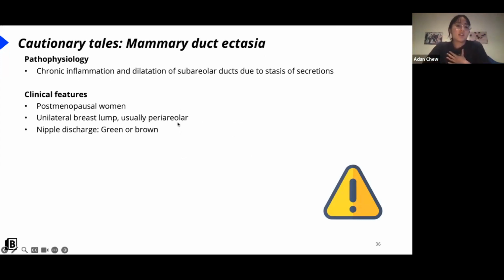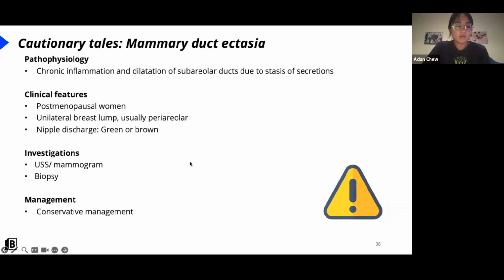I personally used to get them all confused, so I just would like to bring out the differences and highlight how different they are. Mammary duct ectasia is a chronic inflammation and dilatation of the subareolar ducts due to stasis of secretion, rather than a benign tumor, which is the intraductal papilloma. Mammary duct ectasias are common in postmenopausal women.